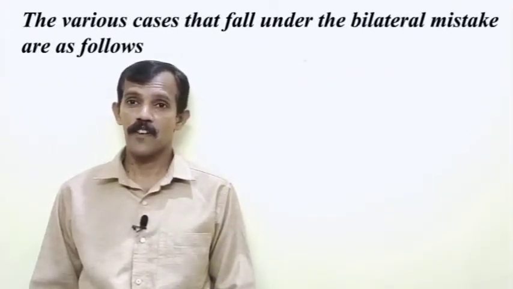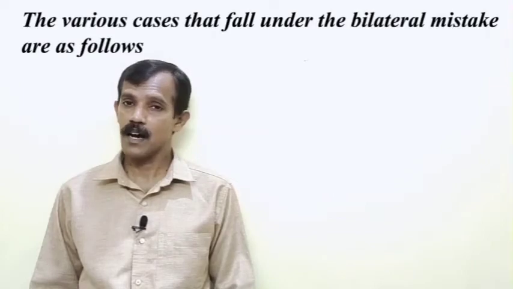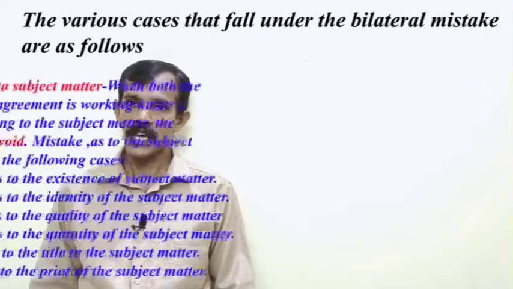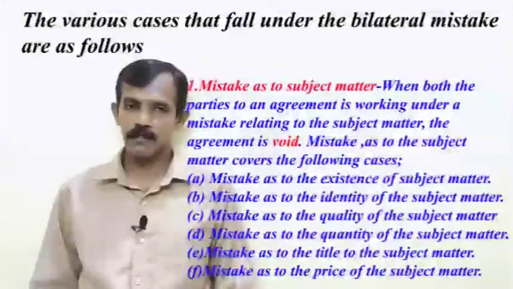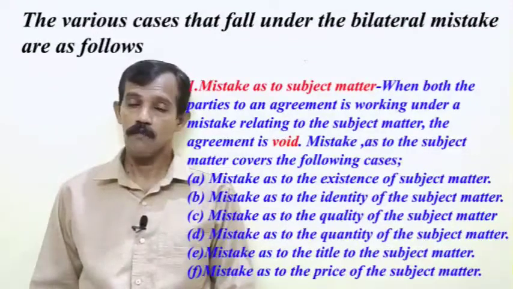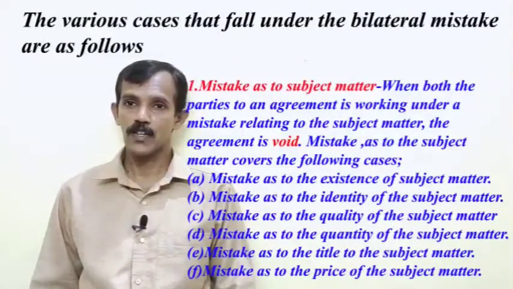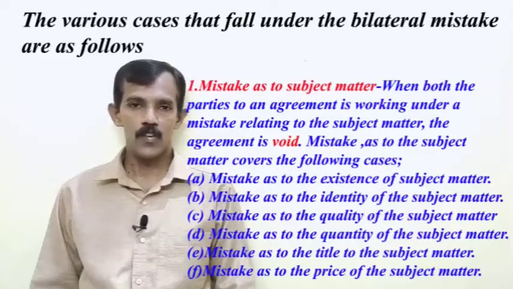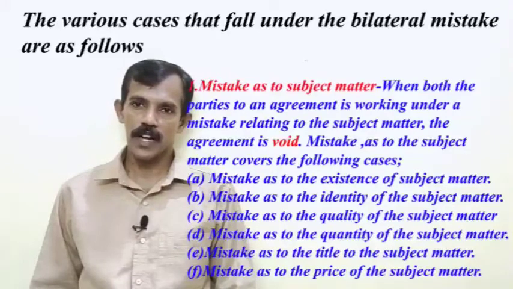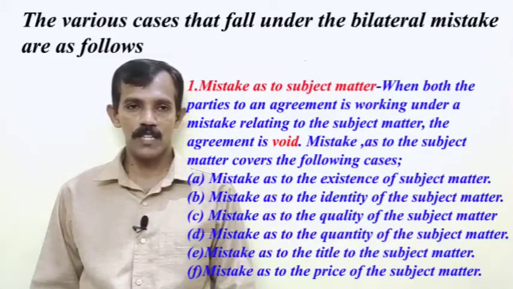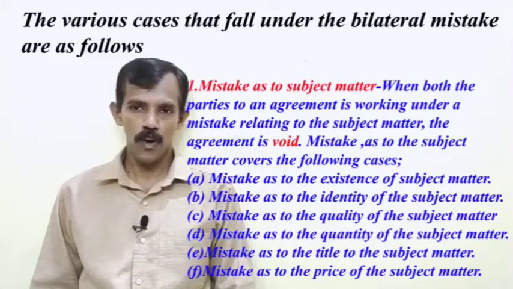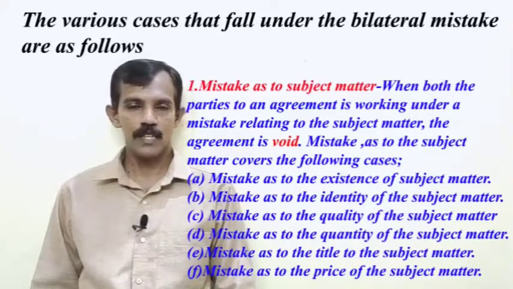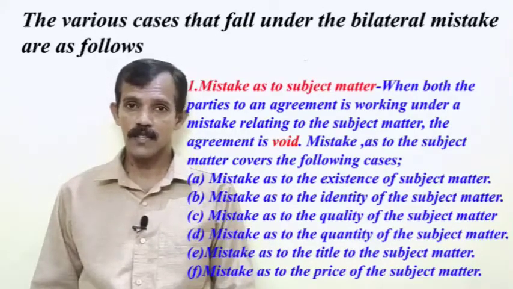Then the various cases that fall under bilateral mistake are, first, mistake as to subject matter. When both the parties to an agreement are working under a mistake relating to the subject matter, the agreement is void. Mistake as to the subject matter covers the following cases.